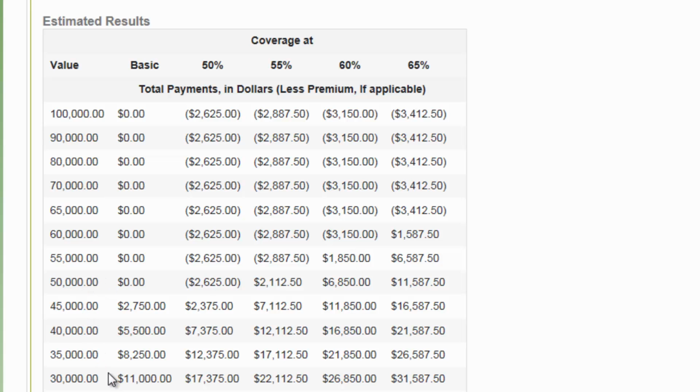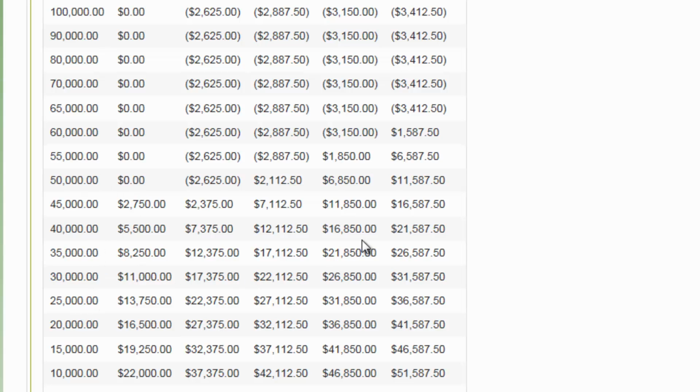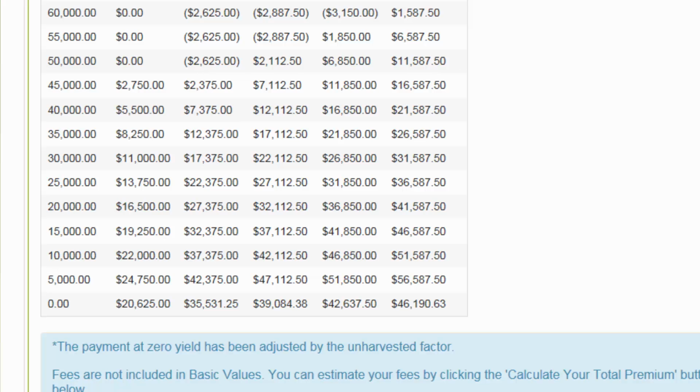And as you see, as you go through here, the coverage keeps going up. At this point, the coverage never goes over $125,000. As we look at the premium, they keep going up and down here, and there is an unharvested factor. The unharvested factor for Christmas trees is 75%. So they're going to assume that if you don't harvest, they're going to subtract off 25% of the payment you would have received for 100% loss. In this case, $100,000 divided by 2, or $50,000.